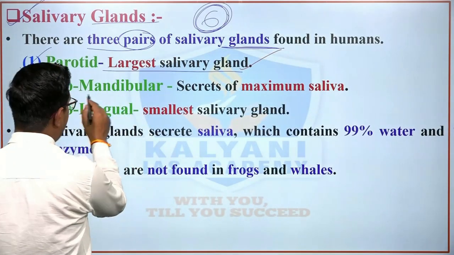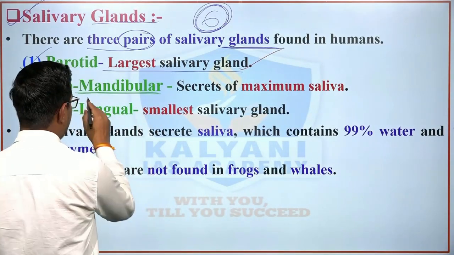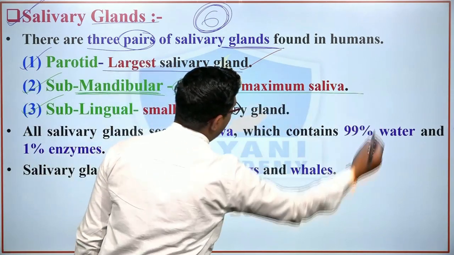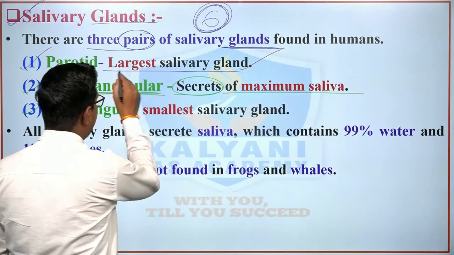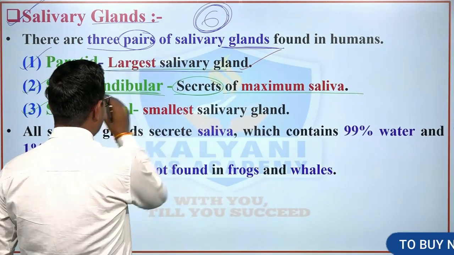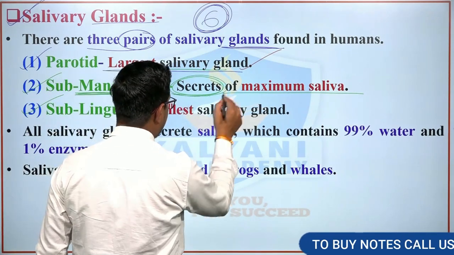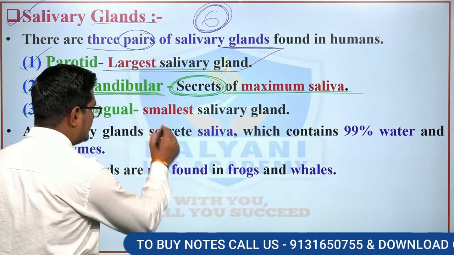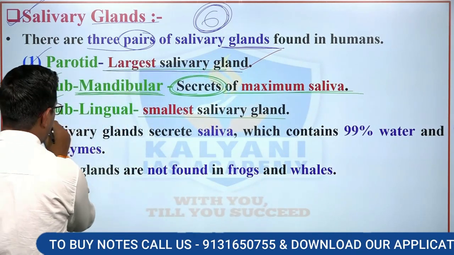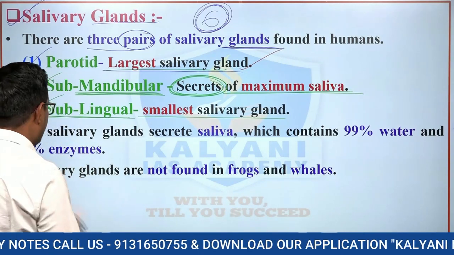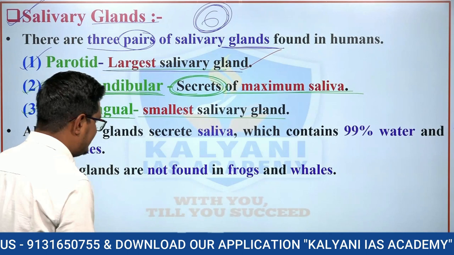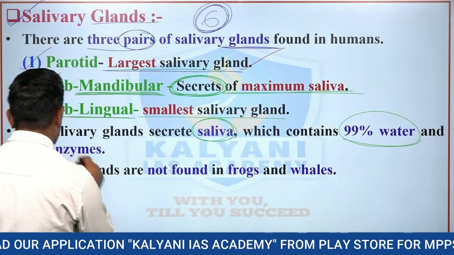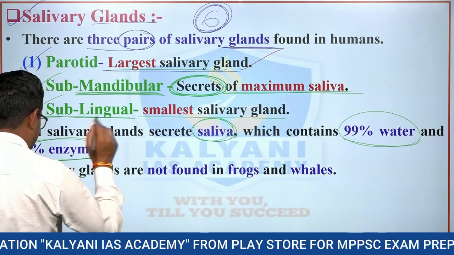Then comes submandibular. Submandibulars are those salivary glands which secrete maximum saliva. So which are the largest salivary glands? Parotid. Then the submandibular glands secrete the maximum saliva. And the smallest salivary glands are called sublingual, right? So all salivary glands secrete saliva, which contains 99% water and 1% enzyme, right?